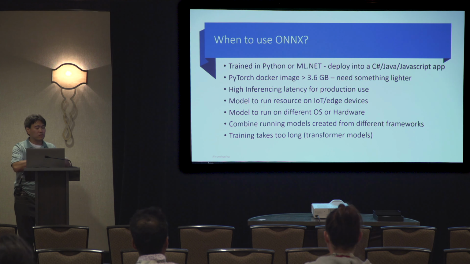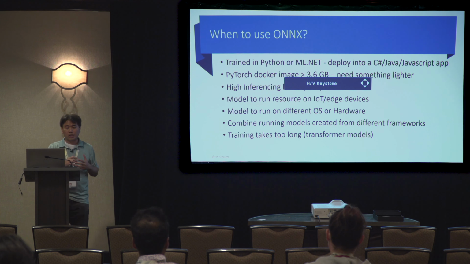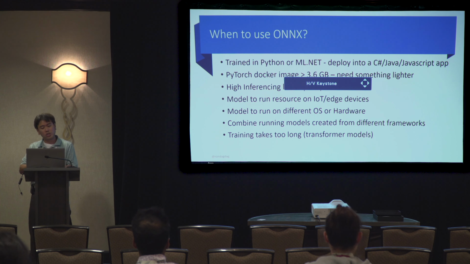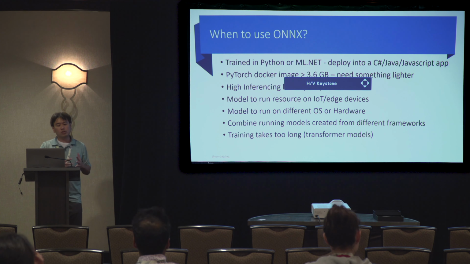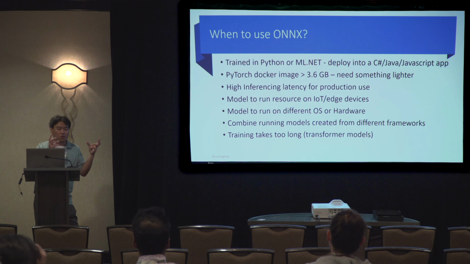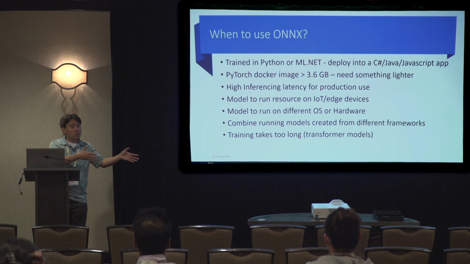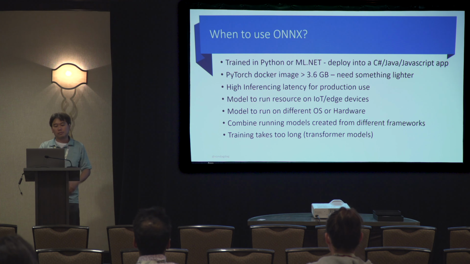You would use it if you have something that is trained in Python or ML.NET, and you want to deploy it or incorporate it with your C# or Java or JavaScript application. If you're using PyTorch and you create a PyTorch Docker image, it is already almost 4 gig just to containerize it and deploy it. But if you need something lighter, rather than using PyTorch, you can use these. There's a Python for ONNX too, so it's not just limited to all this.